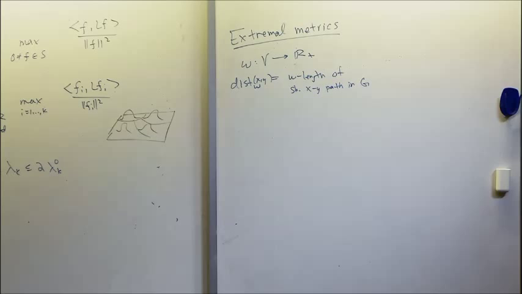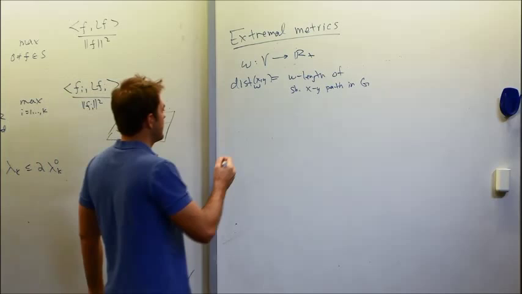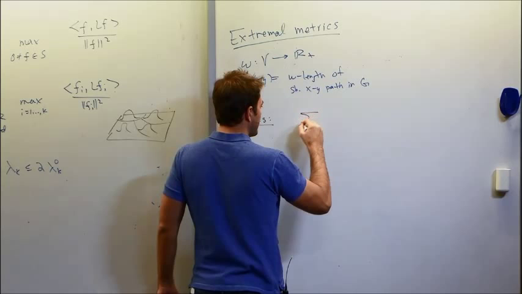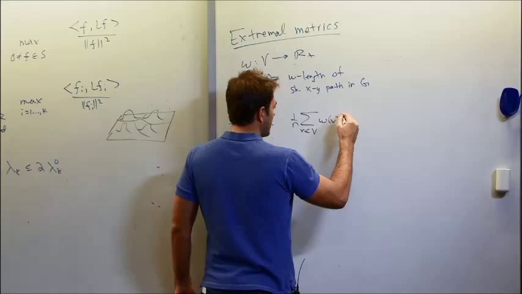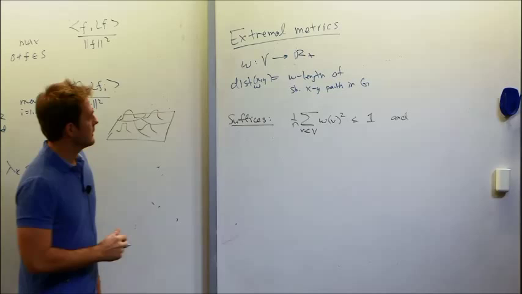And if you want to solve this problem, what you need is a way of putting weights on the graph that spreads the mass out a fair bit. So here's something which suffices: a weight such that, on the one hand, the average weight squared of a vertex is at most 1. We have some bound on the total weight we can put on the graph.